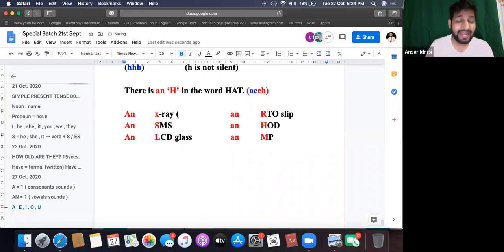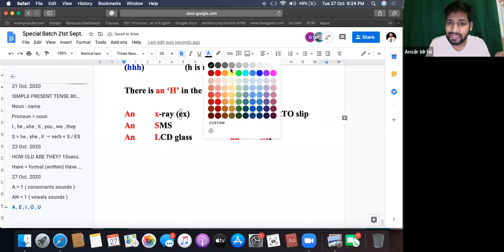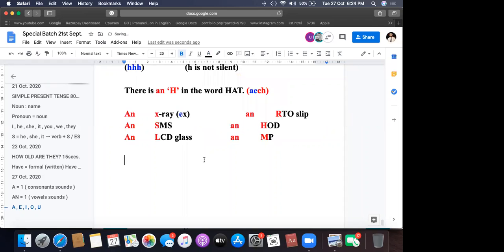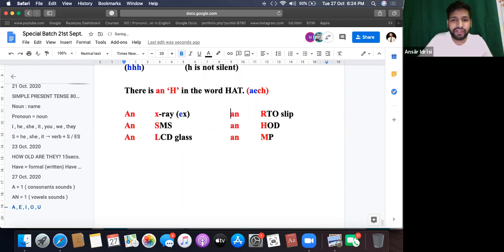If you see here, an X-ray. Why X-ray? Why did we put "an" for X-ray? Because if you see, the sound coming there is "ex", an X-ray. Which sound is coming there? Vowels. And for a vowel sound we are going to use "an". Yes or no? Yes, sir.